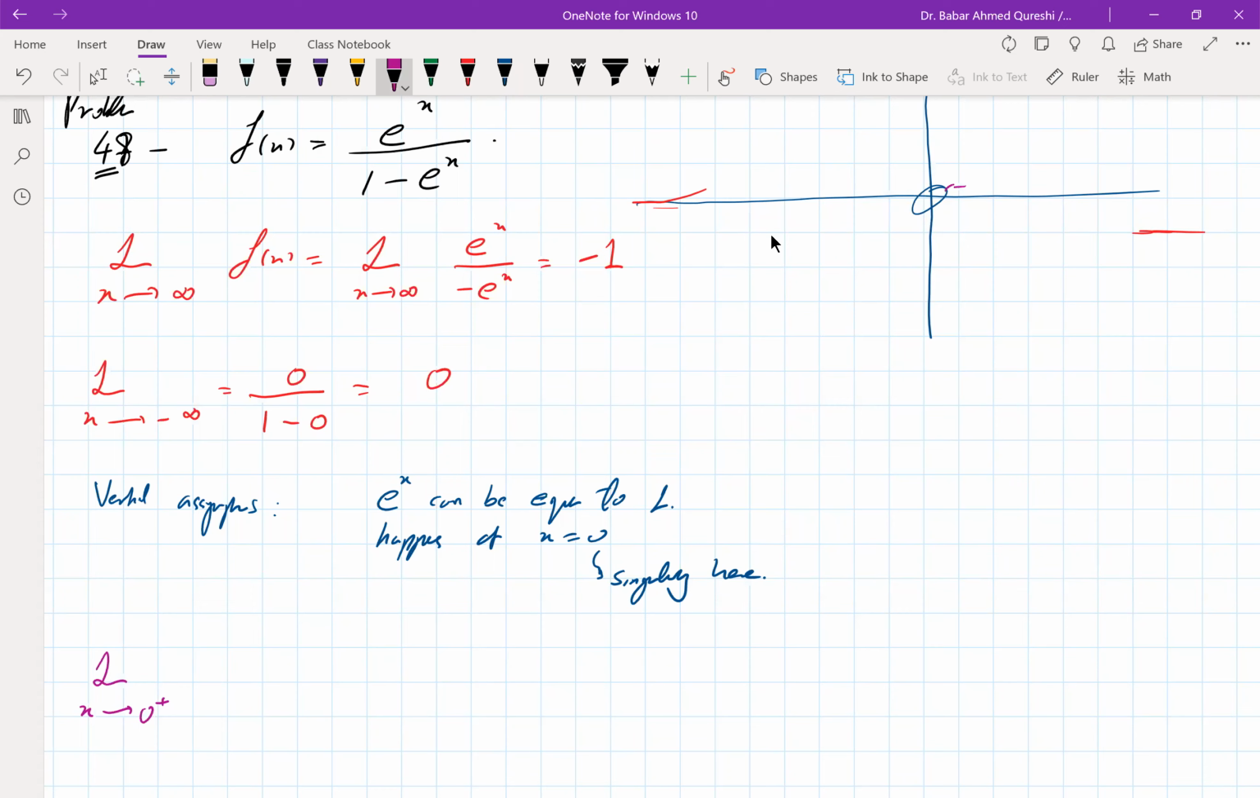One minus e to the zero plus one minus e to the zero plus. When x is slightly more than zero, x is more than zero, e to the x is more than one. So this number is less than zero because this is bigger than one. So I'm subtracting something which is more than one from this, making this number smaller and smaller, but from the negative side. And this is still approaching one. So I have this form.